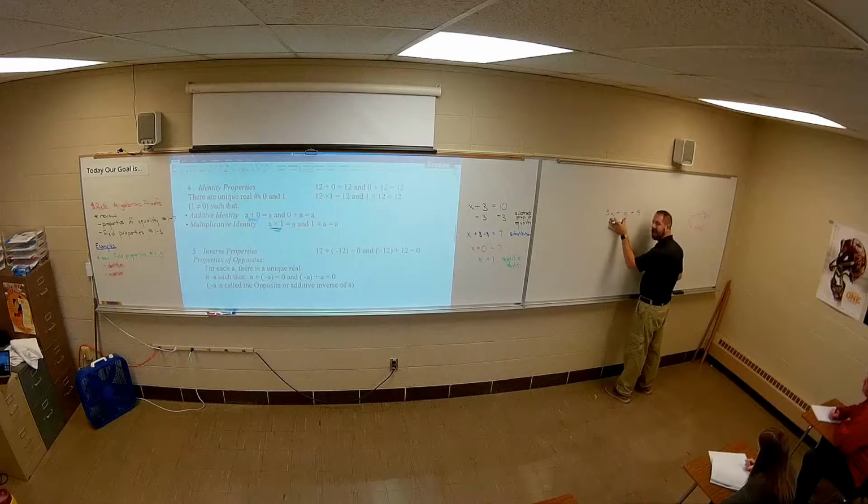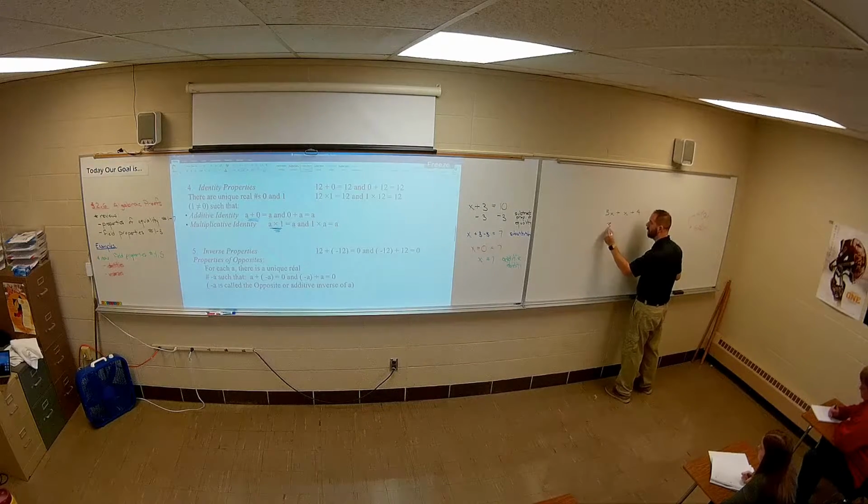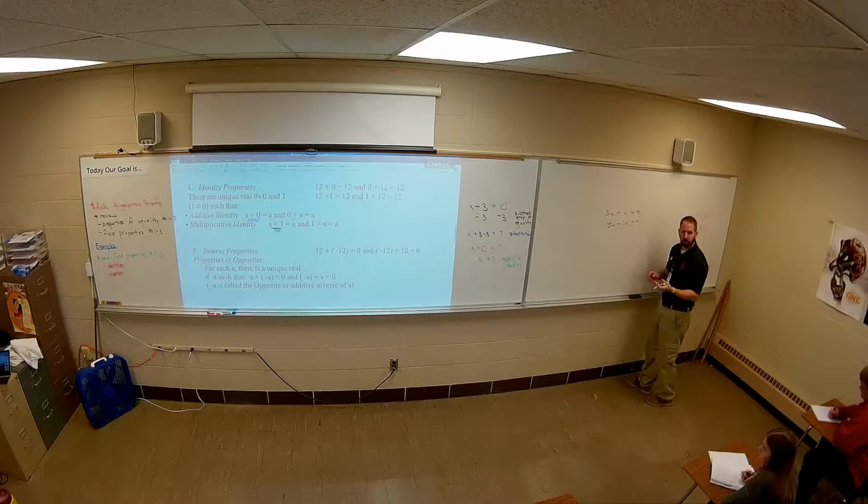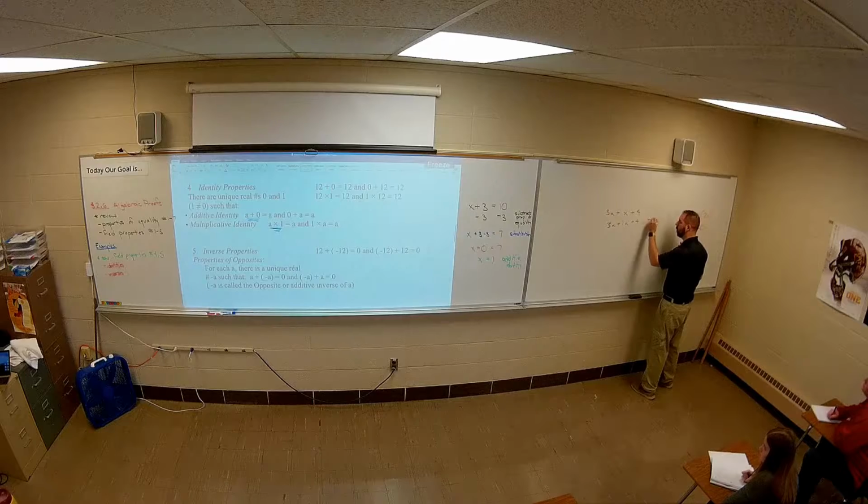Well, I have to add these x's together, correct? What's the number in front of it? The 1, right? So when you put a 1 there, you just did the multiplicative identity. You just multiplied by 1.